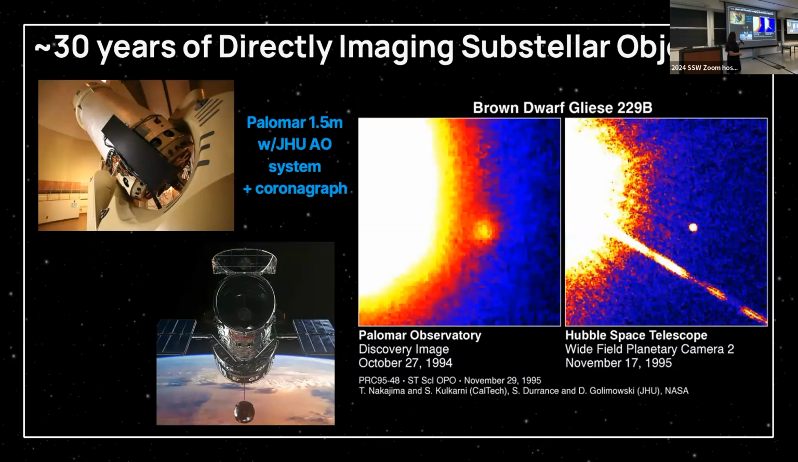The one on the left is from the Palomar 1.5 meter telescope that had an early AO system from JHU, and a coronagraph, even though that might be hard to believe based on the scattered light that we have here. The other image on the right is from the WFPC2 camera on HST. It's a non-coronagraphic image, but you can see the clear detection of our T-dwarf companion here. So we have a rich history that we're building on as we move to higher contrast from the ground and from space.